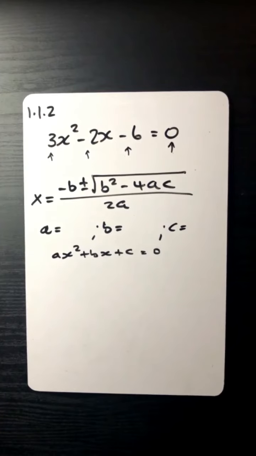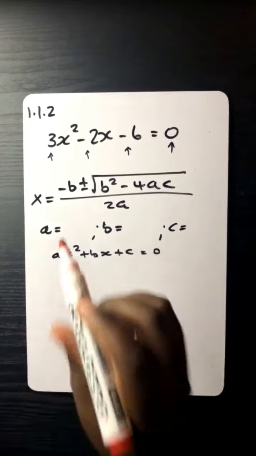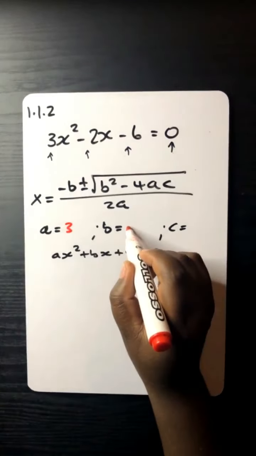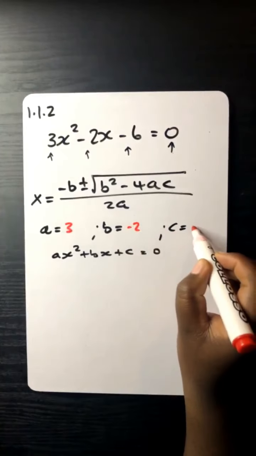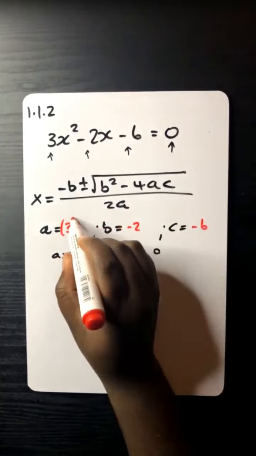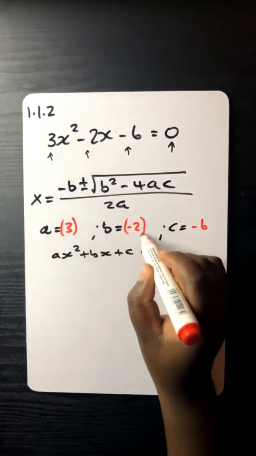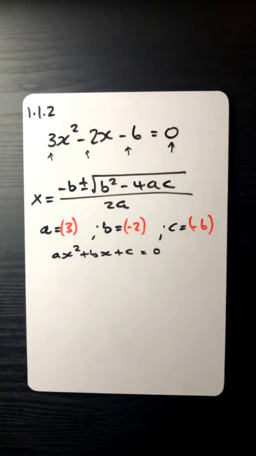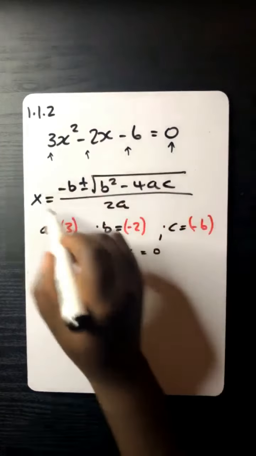So guys, obviously the A value is 3. The B value is -2. The C value is -6. What matters the most is for you to know that you substitute in brackets. In this way, you will never go wrong, ladies and gentlemen. So now, let's substitute all of that into that formula.